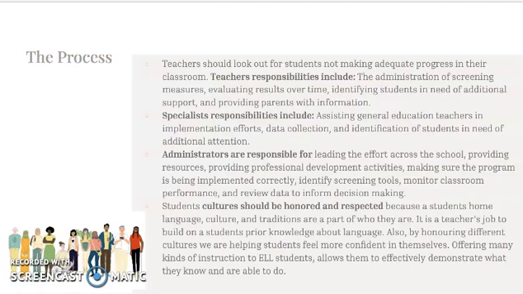Students' culture should be honored and respected because a student's home language, culture, and traditions are a part of who they are. It is a teacher's job to build on a student's prior knowledge about language. Also, by honoring different cultures, we are helping students feel more confident in themselves. Offering many kinds of instruction to ELL students allows them to effectively demonstrate what they know and are able to do.